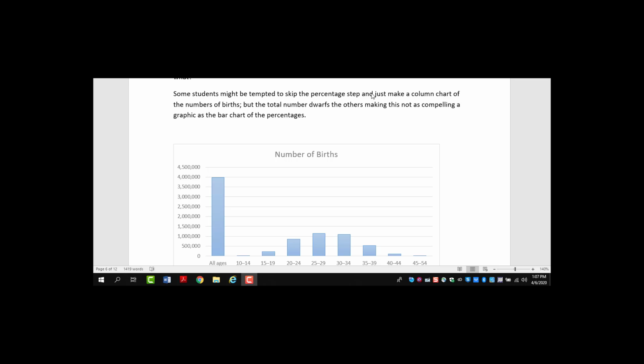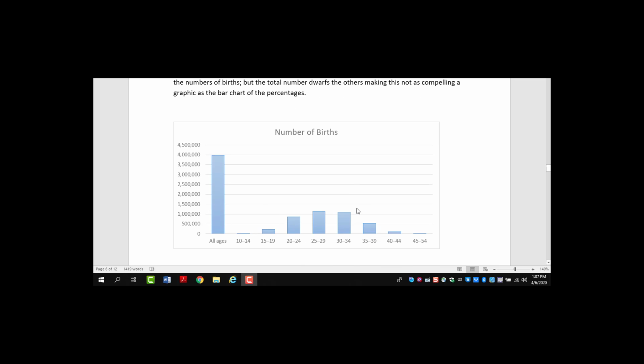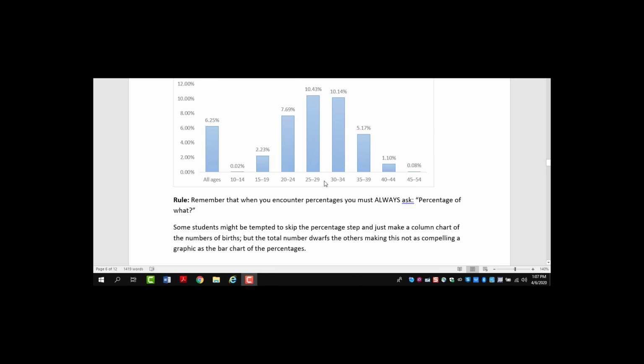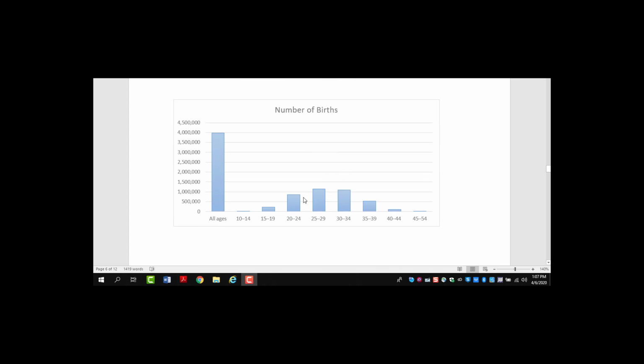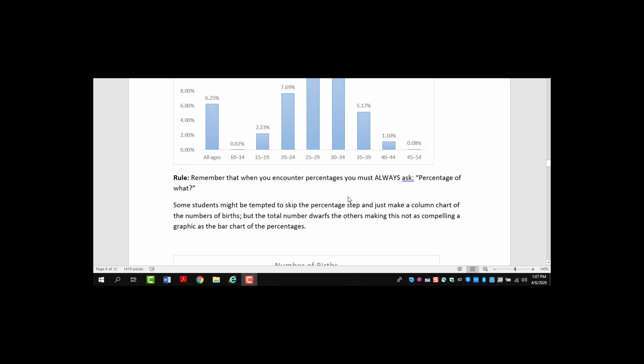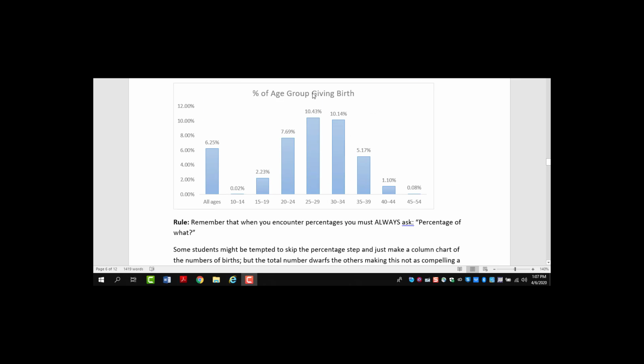Now, if we skip the percentage step and just make a column chart of the number of births instead of the percentage of each category that was giving birth, you get something like this, which is not anywhere near as revealing as something like this. The number of births gives a very odd-looking, hard to read, not very informative graph. But when we find out the percentage of each age group like this, it gives us a really good idea of what happened.